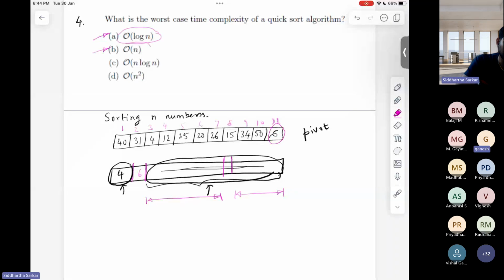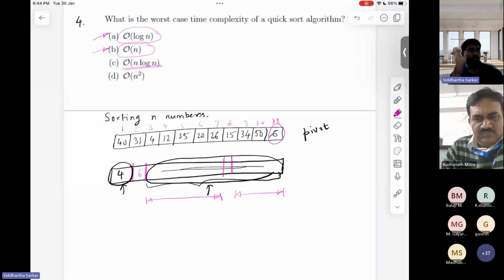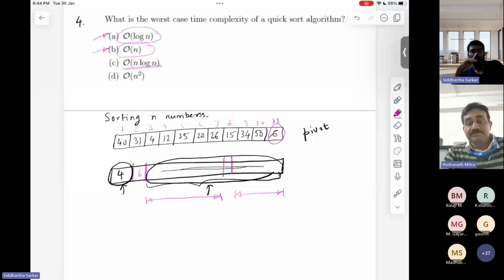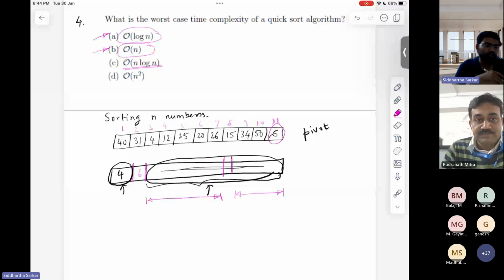Anything as small as these two, like log n and n, is never going to work. Sorting will minimum take n log n time, unless you have made assumptions about the input and other things. In general, if you're sorting numbers, you cannot do better than n log n running time. So we have immediately ruled out these two options. Now we have to check which of these two is correct.